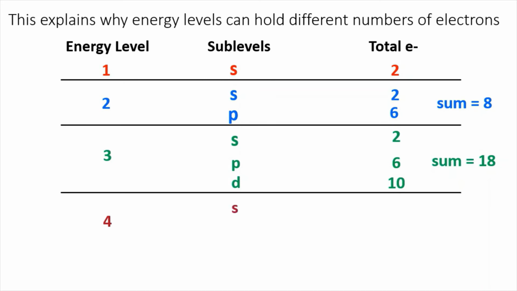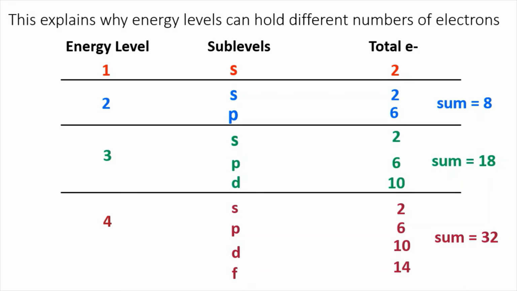Then when we get to energy level 4, it has the S, which can hold 2. The P can hold 6. It also has a D sublevel that can hold 10. And it has the F sublevel, which can hold 14. So if we were to add those numbers up, 2, 6, 10, and 14, that's going to add up to a total of 32 electrons.